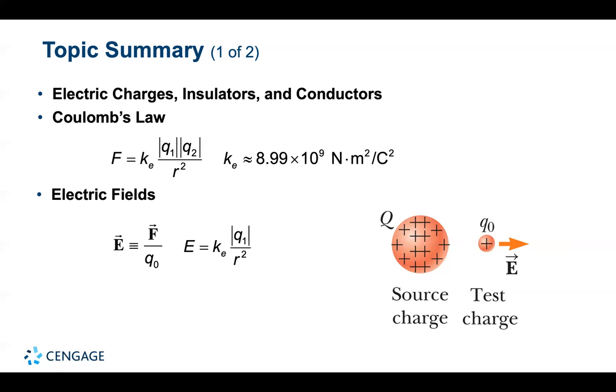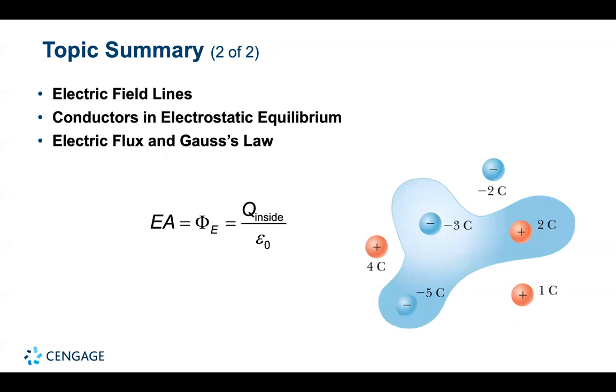For electric fields, an electric field E exists at some point in space if a small test charge q0 placed at that point is acted upon by an electric force F. The electric field is defined as shown. The magnitude of the electric field due to a point charge Q at a distance r from the point charge is given here. The direction of the electric field at a point in space is defined to be the direction of the electric force that would be exerted on a small positive charge placed at that point.